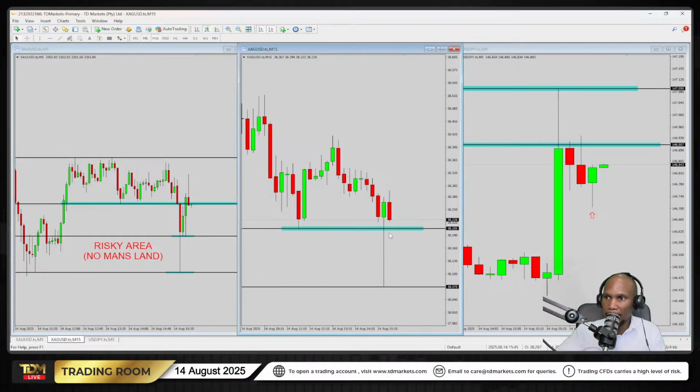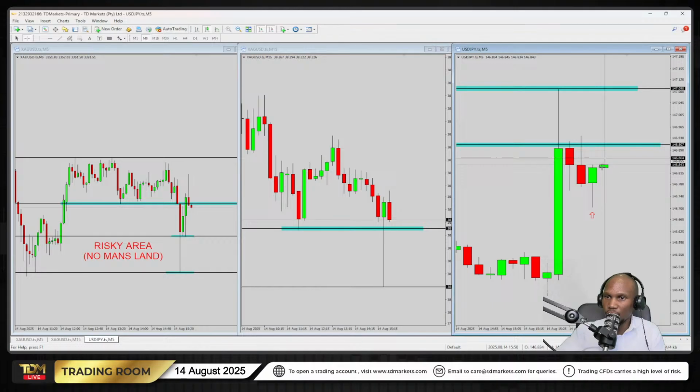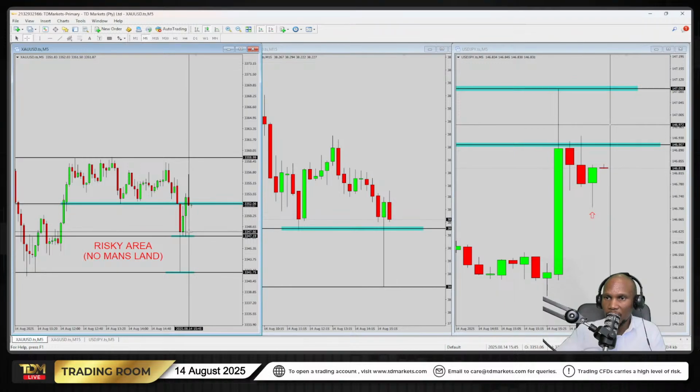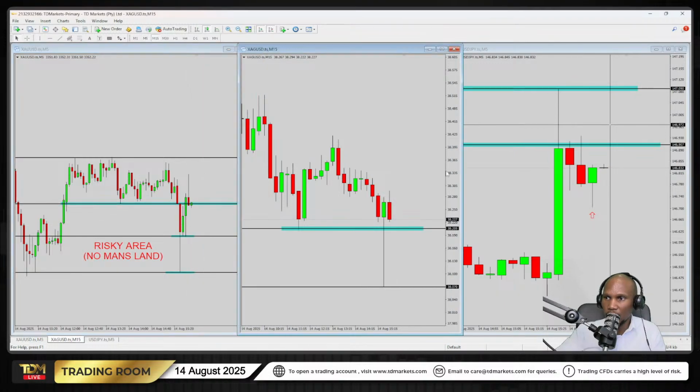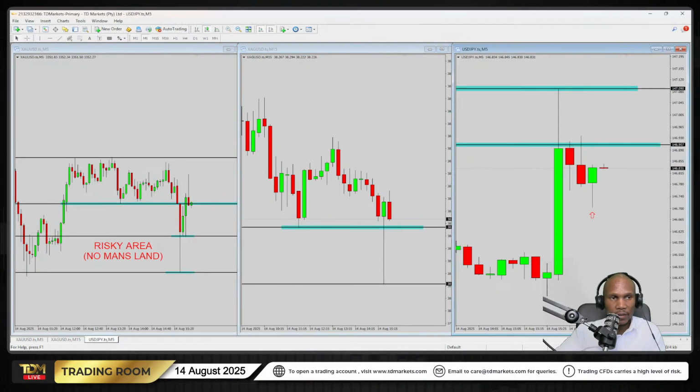So silver, we need silver to push below this support. We need UJ to push above this resistance I've drawn there. And then gold needs to go a little bit lower. So maybe silver and UJ could be the ones for today. Silver breaking the support, taking us back down. UJ breaking this resistance, taking us all the way up. Let's look at these possibilities.